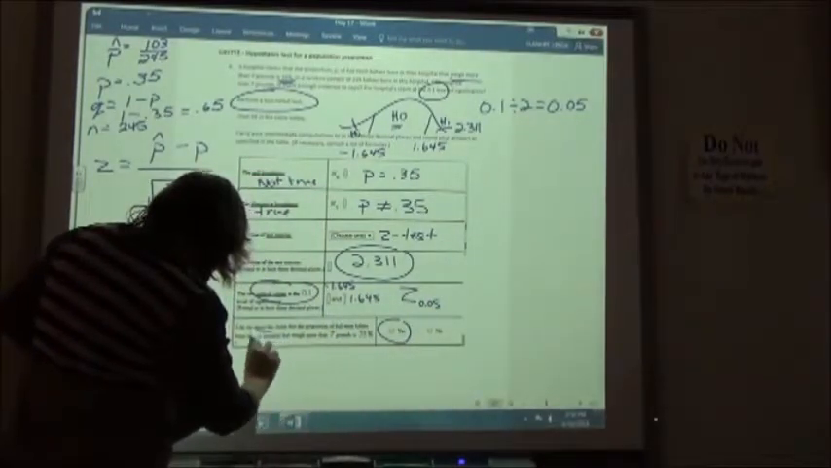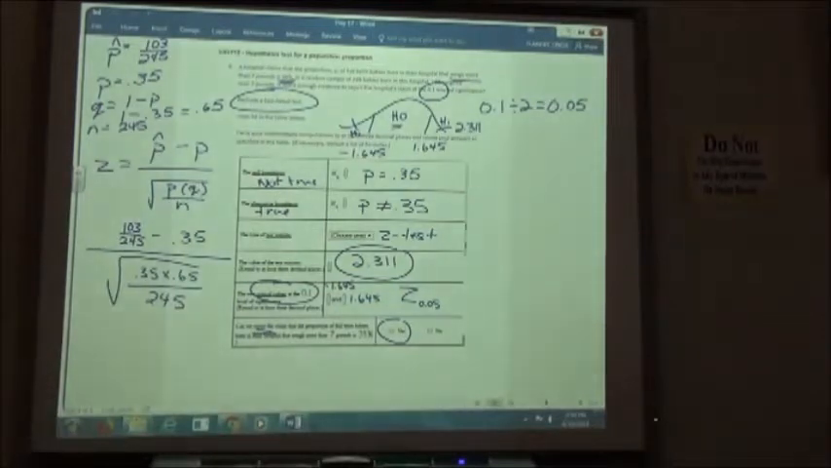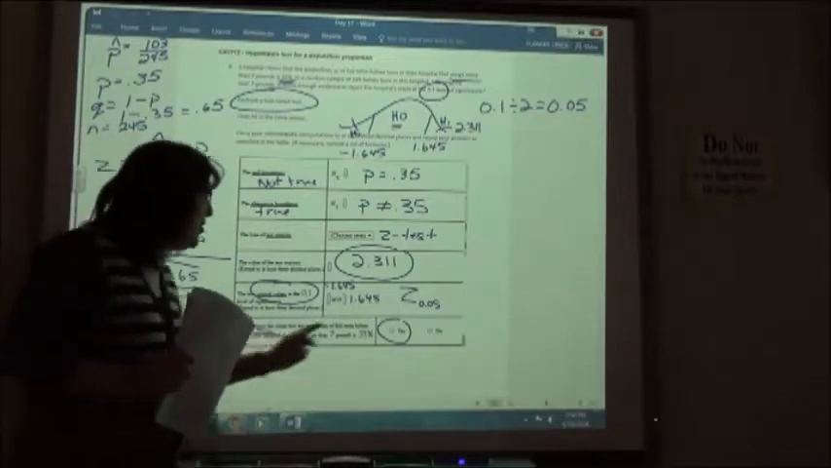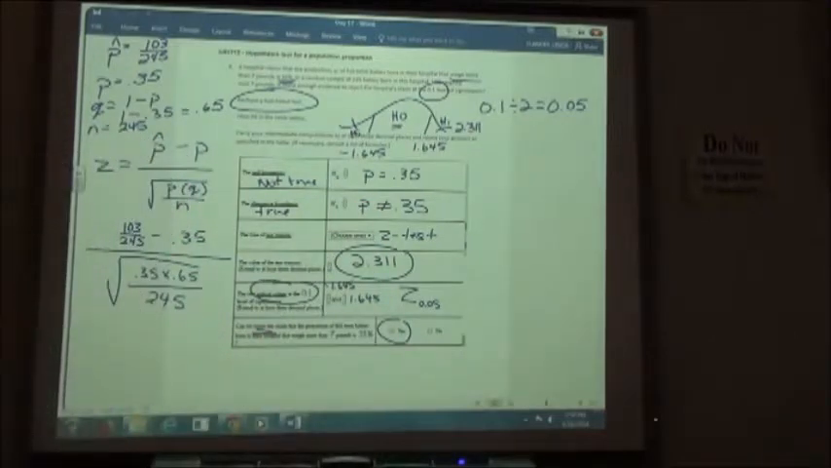Somewhere in there it says, can we reject the claim? If it would have said, can we accept it, we would have said, no, we can't accept it. It's not equal to 0.35. It's not. Equal, that's right. So can we reject it? Yes, it is not equal to that 0.35. It doesn't land in that middle section.